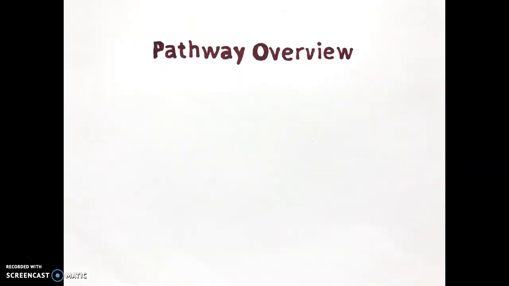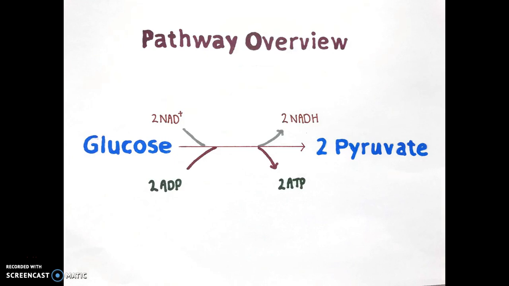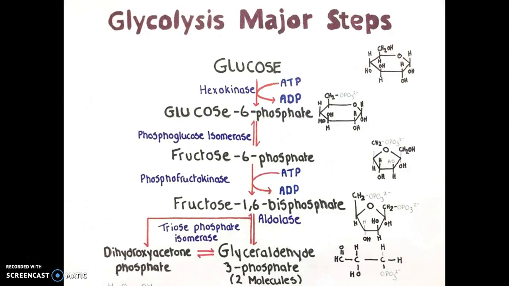Let's have a look at an overview again before we get into the pathway. Glucose, which is a 6-carbon molecule, is broken down into two 3-carbon molecules called pyruvate. Along with two molecules of pyruvate, two molecules of ATP and two molecules of NADH are yielded. Glucose enters the cell through specific transport proteins and has one principal fate. It is phosphorylated by ATP to form glucose 6-phosphate. A phosphoryl group from ATP is transferred to the hydroxyl group on carbon 6 of glucose.